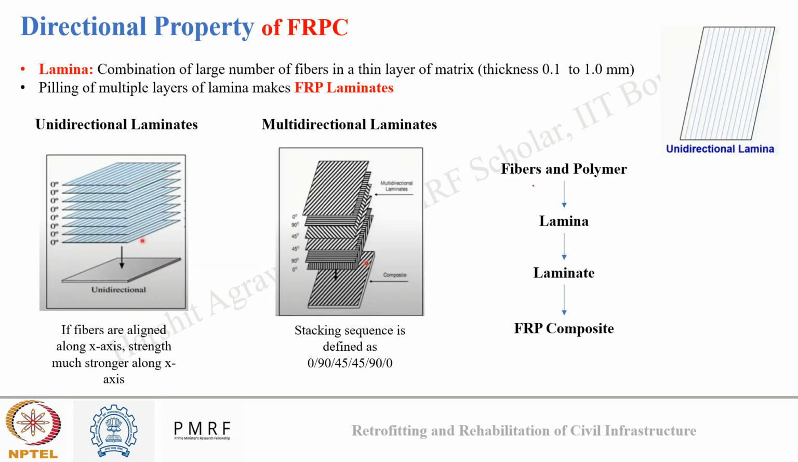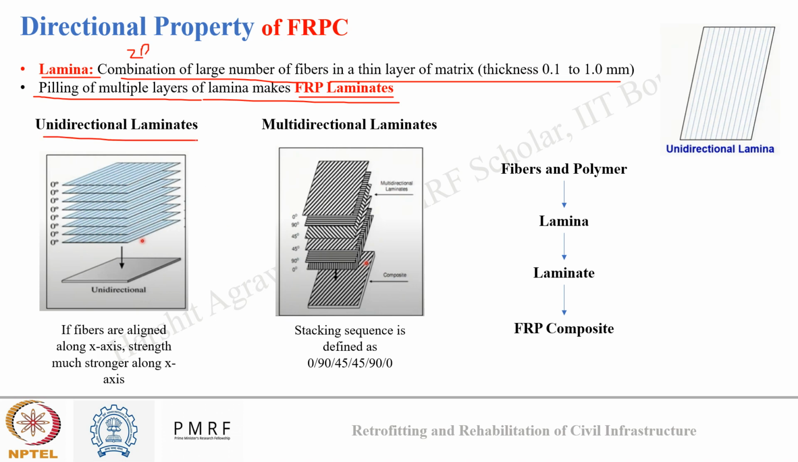As I said recently, the orientation of fibers plays an important role in dictating the properties of FRPC. To understand how, we need to understand the basic unit also. A lamina is a combination of a large number of fibers in a thin layer of matrix, in 2D. Piling of laminae makes a laminate, an FRP laminate. If we assume fiber orientations are the same in each lamina, then a laminate can be of two types.